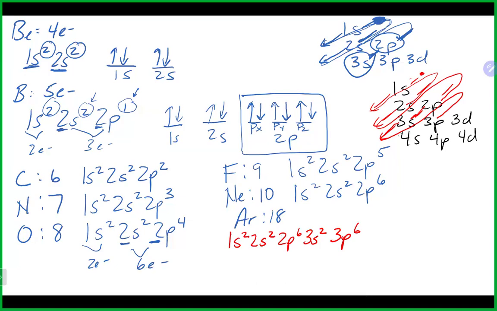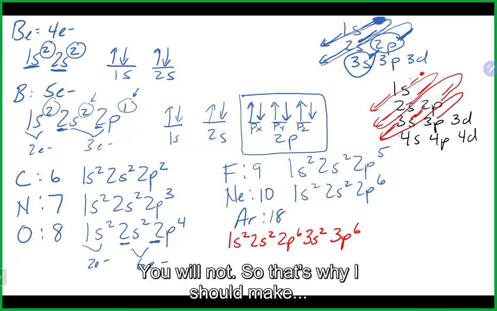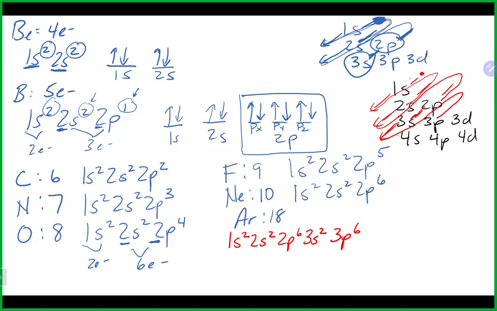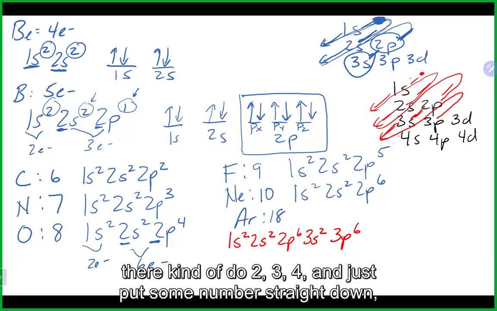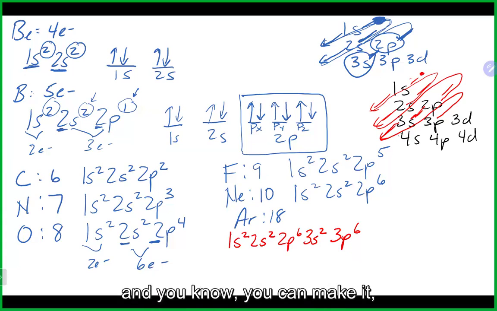Question on that? Yeah. You just want to make it like we talked about there, kind of do 1, 2, 3, 4, and just put the number straight down, and you can make it. All right.